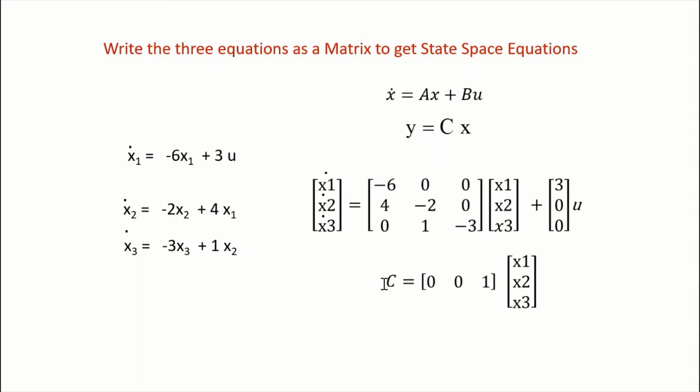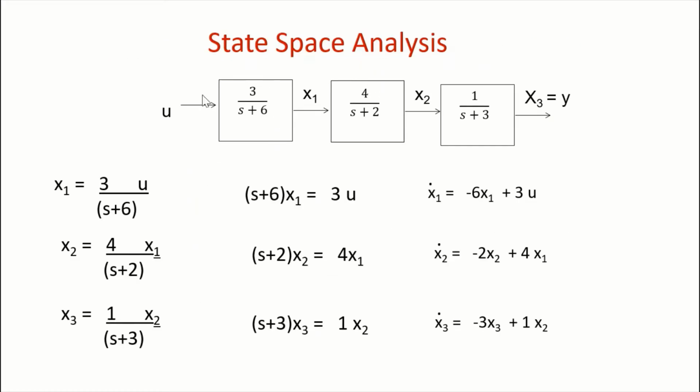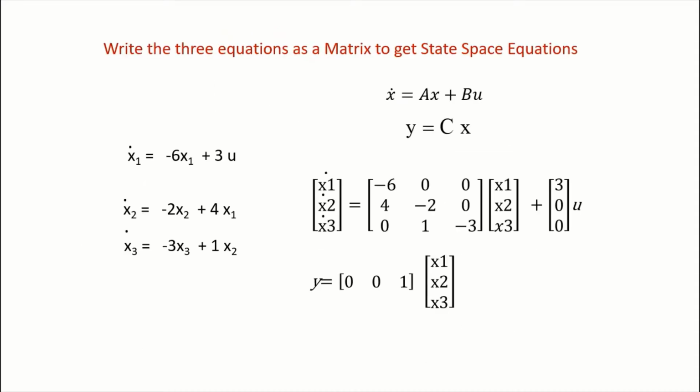We also need that y. y is given by c times x. But y was equal to x3, so that's going to be that times that plus that times that plus that times that. So that's telling us that y equals x3. And there's our state space representation now of this system. So that's how we could go now from a set of transfer functions to some state space equations.